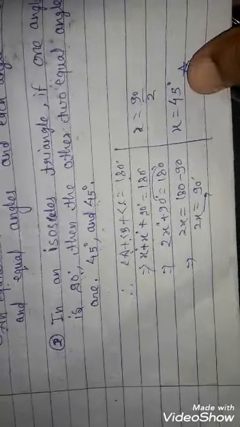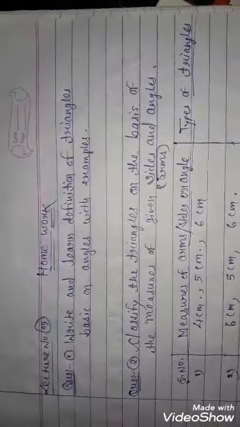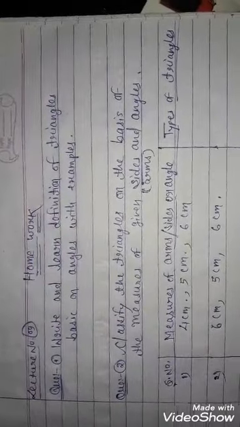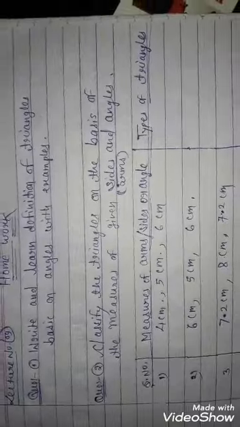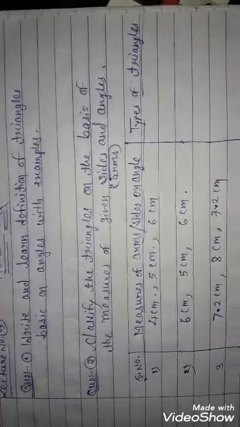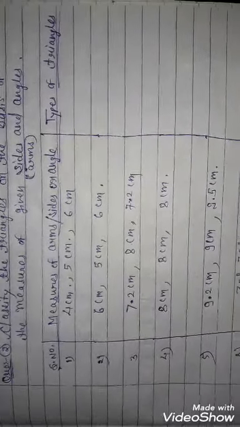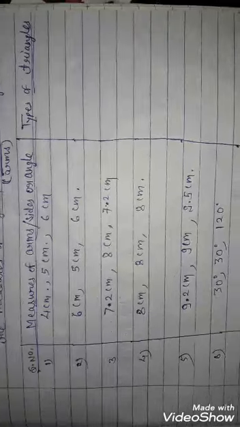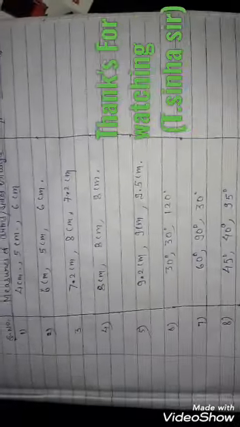Now let's see the homework questions. First, write and learn the definitions of triangles on the basis of angles with examples. Question 2: classify the triangles on the basis of the measures of given sides, arms and angles. In the first question, they have given measures of arms and sides, and you have to find the types of triangle. So first learn the definitions, then solve these. All questions are easy. If you want, take a screenshot.